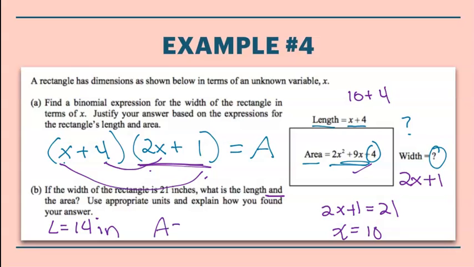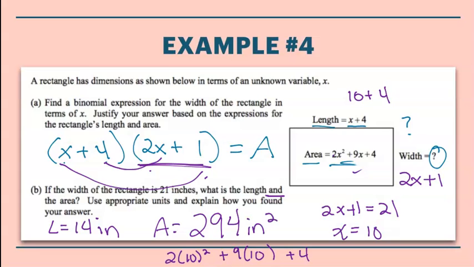And the area, I would put 10 in for this polynomial here. So I'm going to do the math out down here. I have 2 times 10 squared plus 9 times 10 plus 4. So 10 squared is 100. So 2 times 100 is 200 plus 90 plus 4. The area is 294 inches squared. So I can use my knowledge of factors to help me solve this problem.